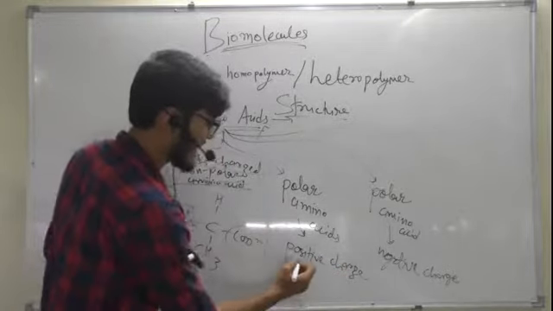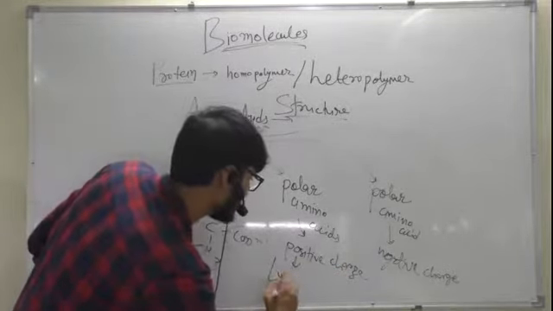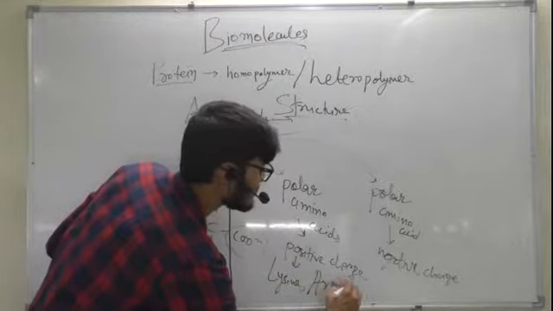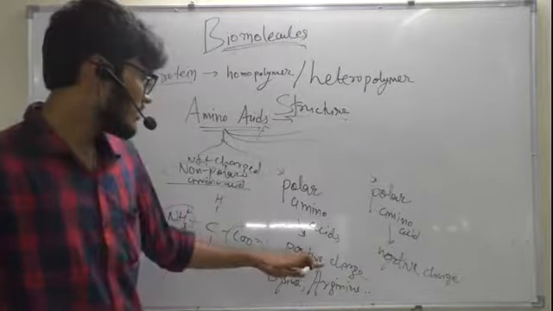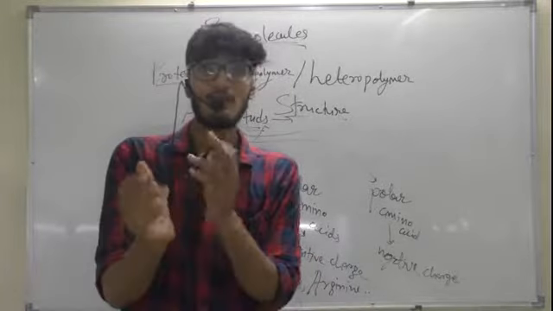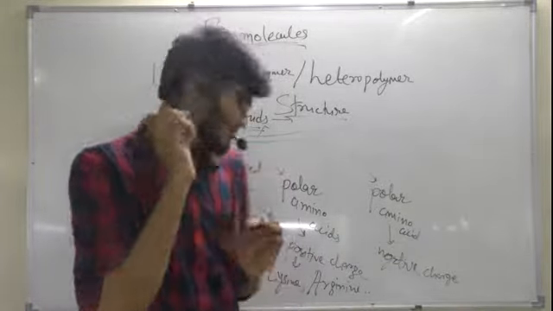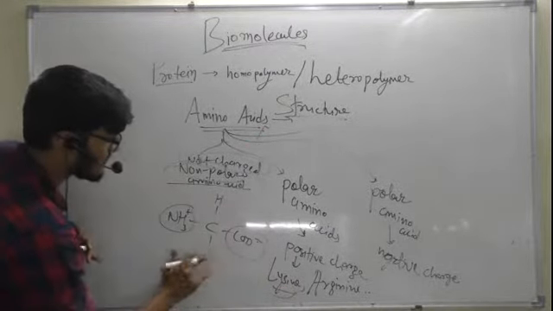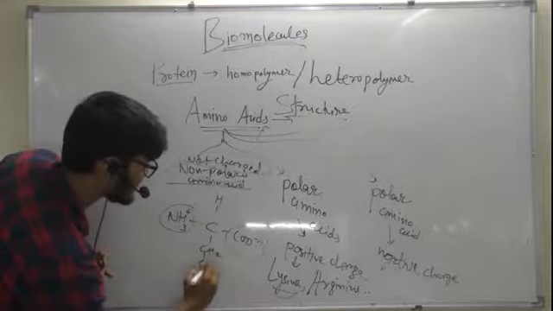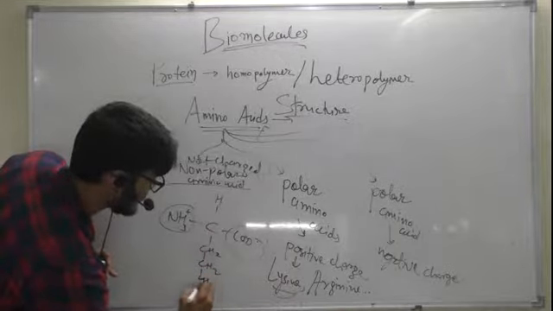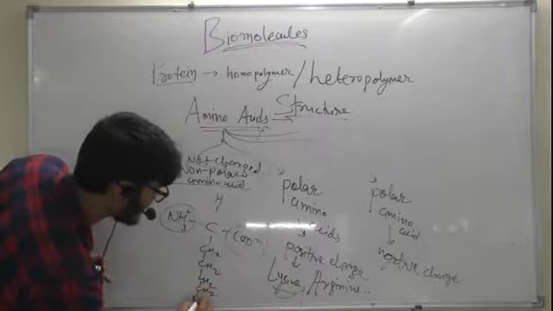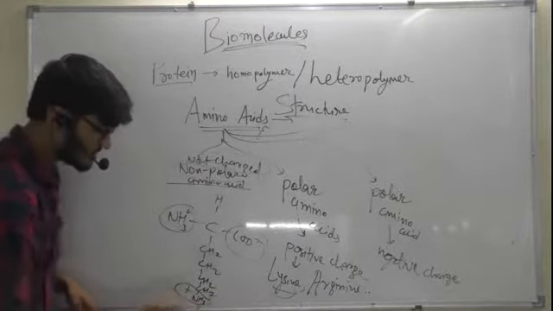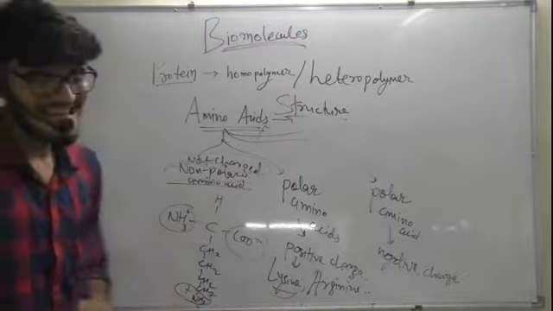Then there are polar amino acids with positive charge. They include examples like lysine and arginine, because those amino acids have a positively charged R group. For example, in the case of lysine, this R group is CH2, CH2, CH2, CH2, and finally NH3 plus. So you will see there will be a positively charged amino group in their structure.